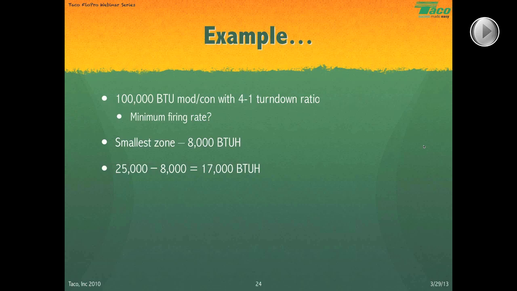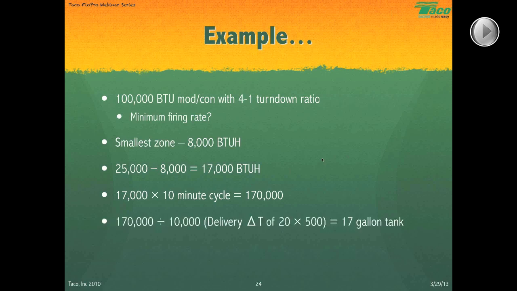Next, I'm going to multiply my BTU surplus of 17,000 times my 10-minute minimum desired runtime, and that's going to give me a cycle factor of 170,000 BTUs. To find out my tank capacity, I'm going to divide 170,000 by my delivery delta T times 500. In this example, my delivery delta T is going to be 20. 20 times 500 is 10,000. 170,000 divided by 10,000 gives me a 17-gallon tank. So I need to find a 17-gallon tank.